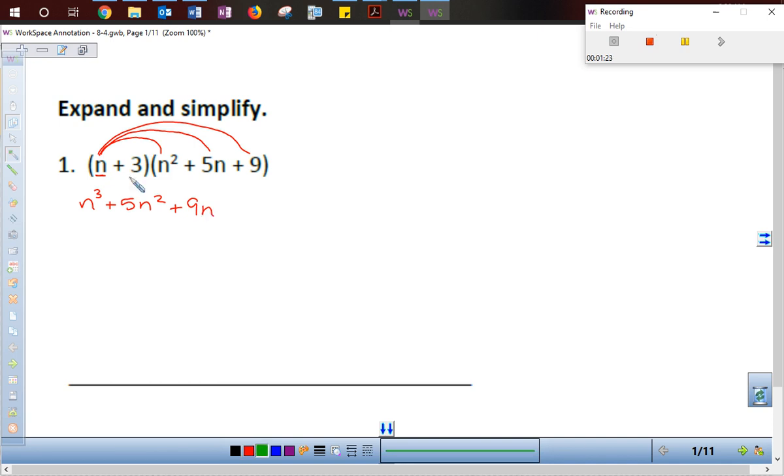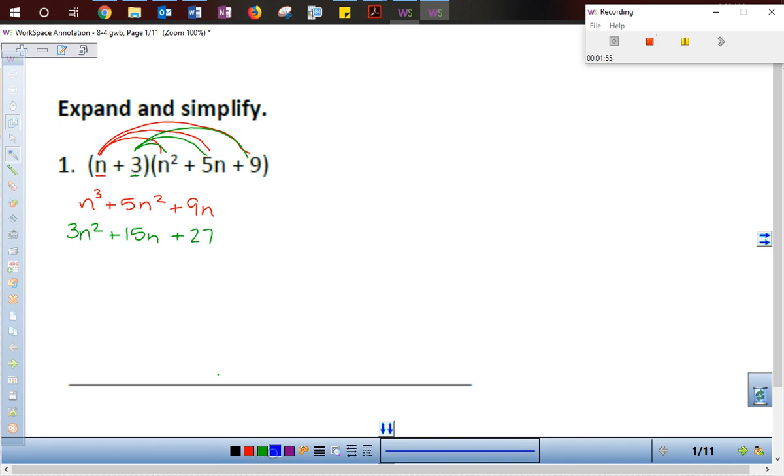Now I need to focus on my second term. I need to take my second term here and distribute it through my polynomial. But to keep things nice and organized, I'm going to come down here to the second line. So this first line shows exactly what I got when I multiplied my first term throughout my polynomial. Now my second line is going to be my second term. So 3 times n squared gives me 3n squared. 3 times 5n gives me 15n. And 3 times 9 gives me 27.